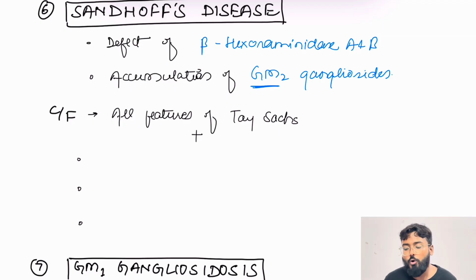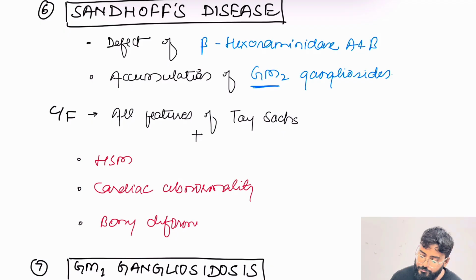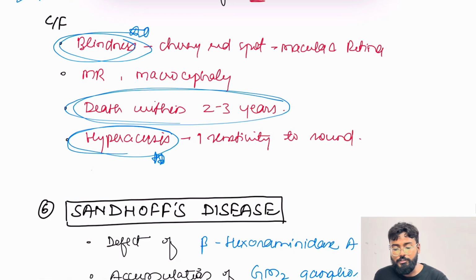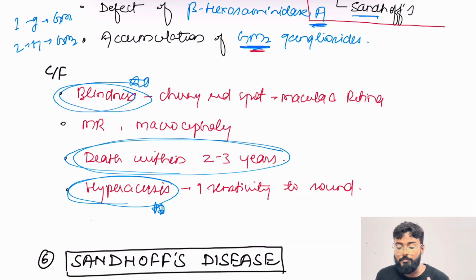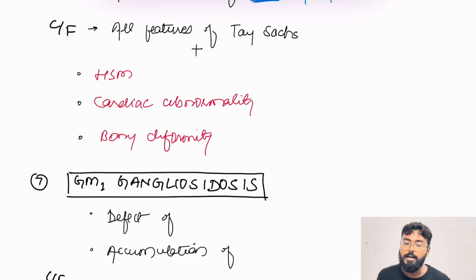In case of Sandhoff, you are going to see all the features of Tay-Sachs, that is your blindness, mental retardation, macrocephaly, and hyperacusis. Plus you are also going to see hepatosplenomegaly, cardiac abnormality, and some bony deformities.